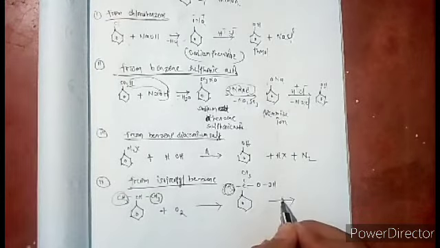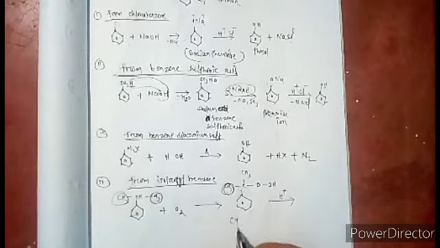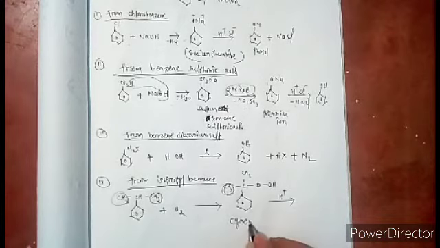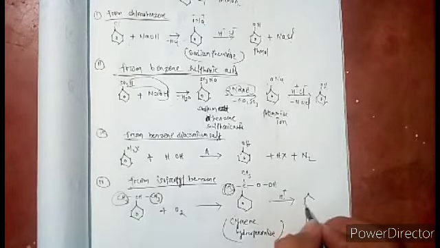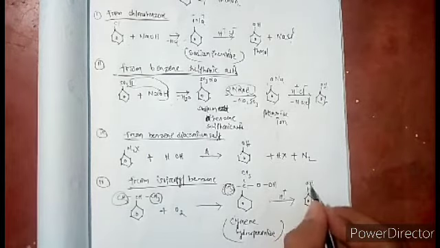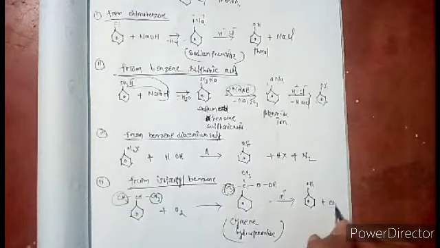On hydrolysis, that is cumene hydroperoxide, cumene hydroperoxide undergoes hydrolysis, resulting in phenol plus CH3COCH3, that is acetone.